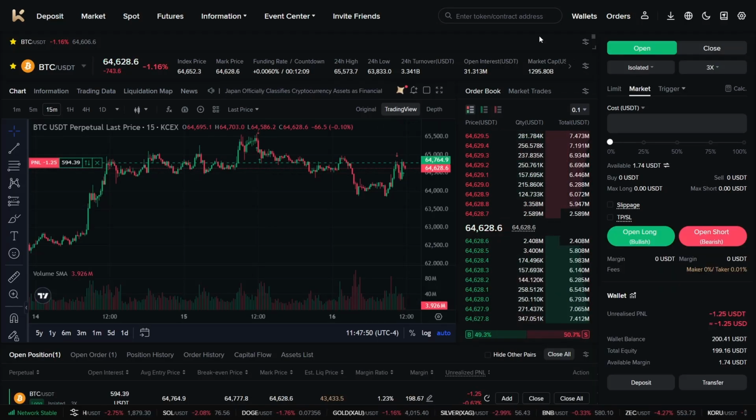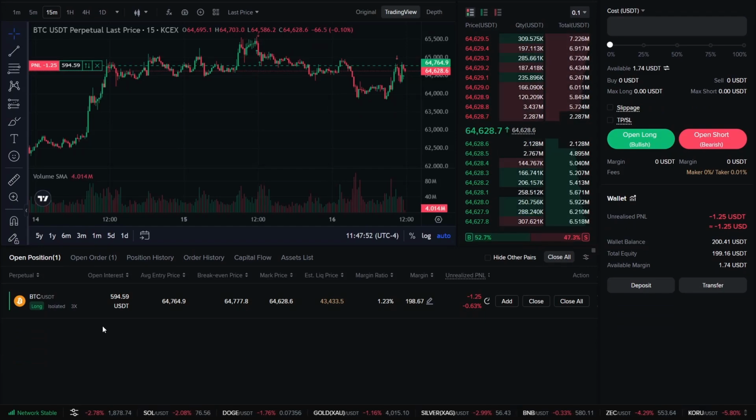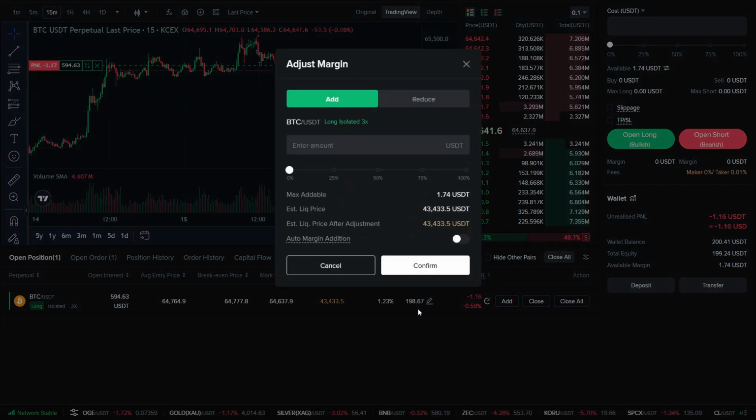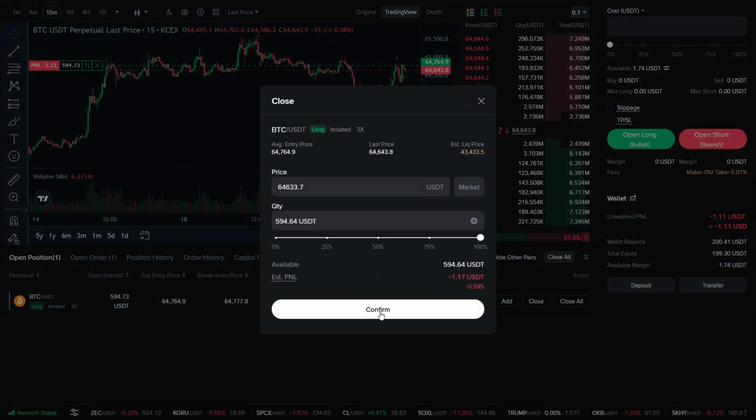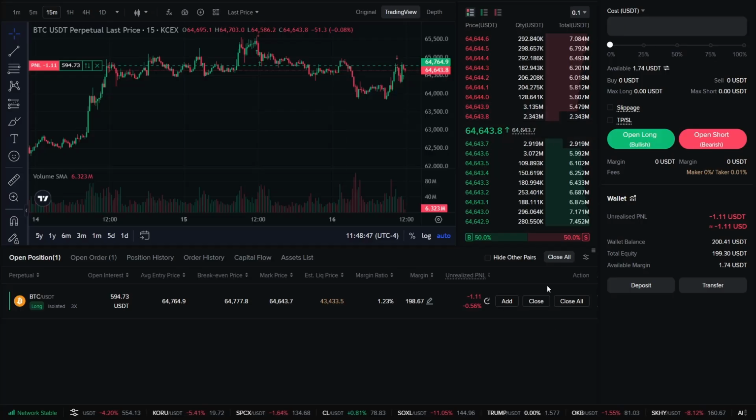If we scroll down a little bit, we can see our position under open positions. Here's where we can manage our position. If we click under margin, this is where we can add or reduce our position. We also have options like close that let us choose how much of a position we want to close, or close all, which would close all of our open positions all at once.